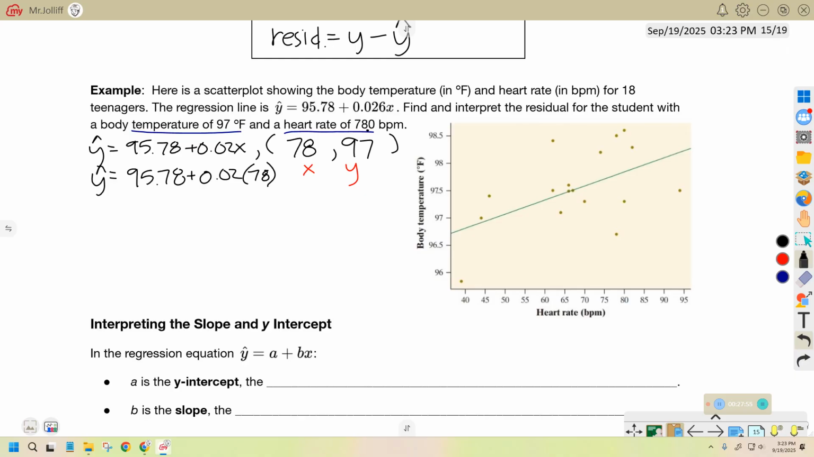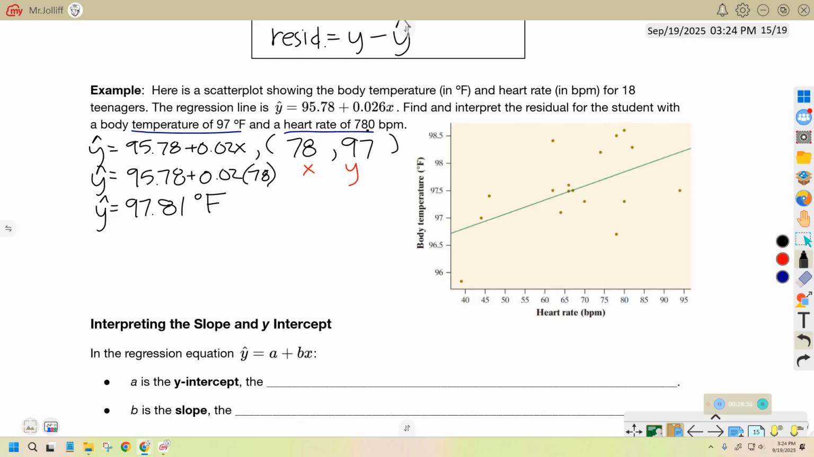And when I did this earlier, I got that my y hat is 97.81 rounded. It's like 97.808, I think. I see nodding. Yeah. 97.81 what? Oranges? Dollars? Fahrenheit. There we go. Good. Input BPMs, output temperature. Perfect. So we now know the actual temp of that student was 97. The predicted temperature was 97.81.